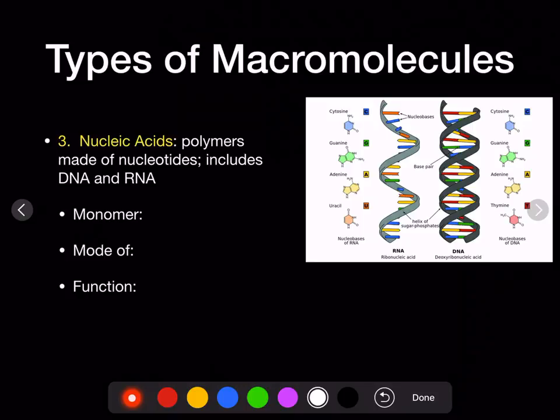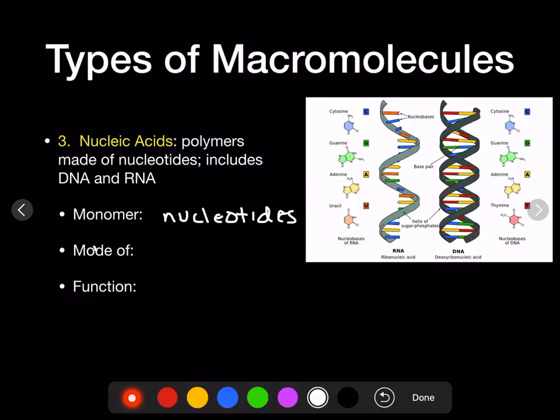The third type of macromolecule we have is nucleic acids. Now, nucleic acids are polymers made of nucleotides, okay, including DNA and RNA, which are our information storage mechanisms. Now, the monomer of nucleic acids is, like I said, nucleotides. And you notice that RNA has a lot of the same nucleotides as DNA. The only difference is uracil and thymine between the two.